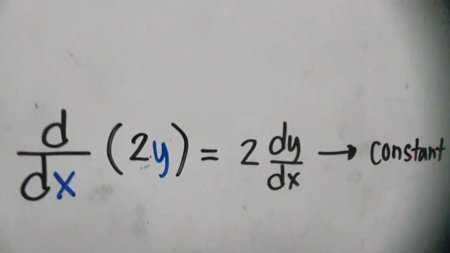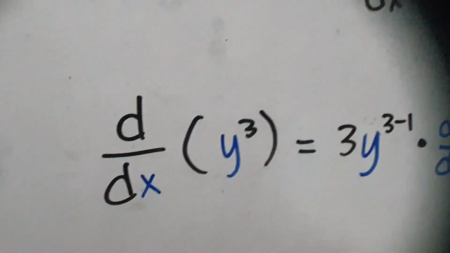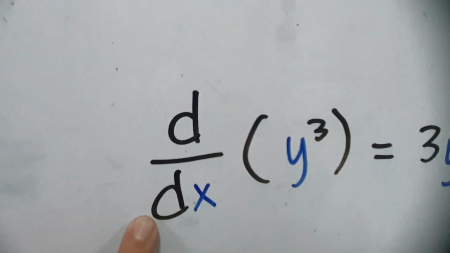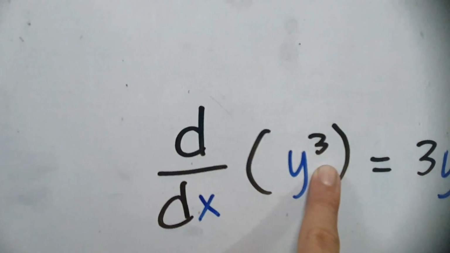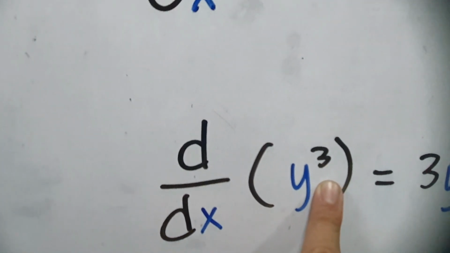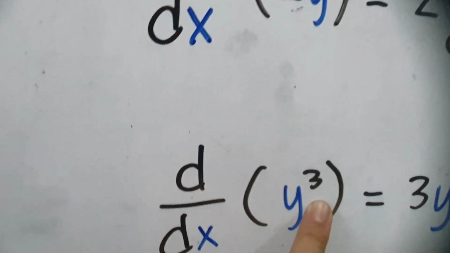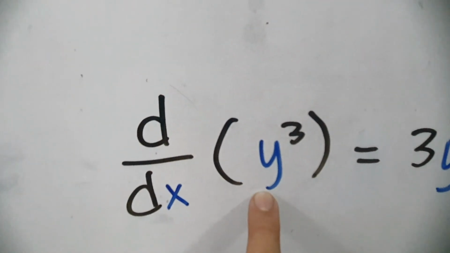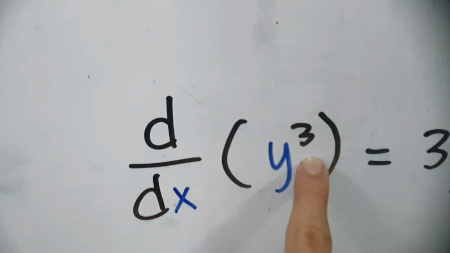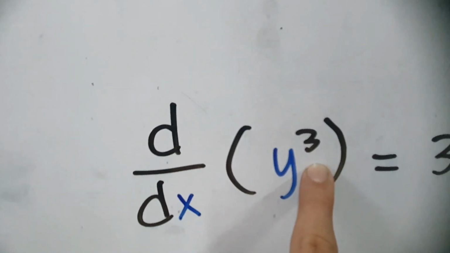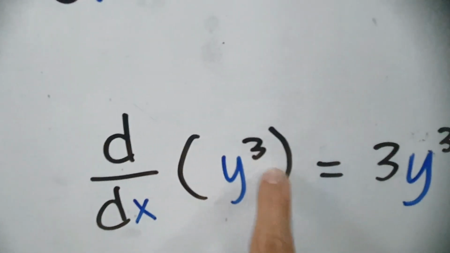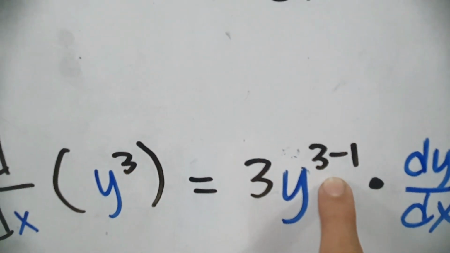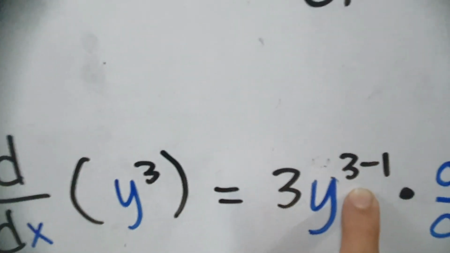Now, if we're going to elevate this with this type of example, the derivative with respect to x of y cubed. Clearly, this is a power rule, because we have a variable y raised to the power of 3. Now, if we're going to derive this one using the power rule, we bring down the 3, copy the variable y, and subtract 1 from our exponent. But we're not yet done right here.